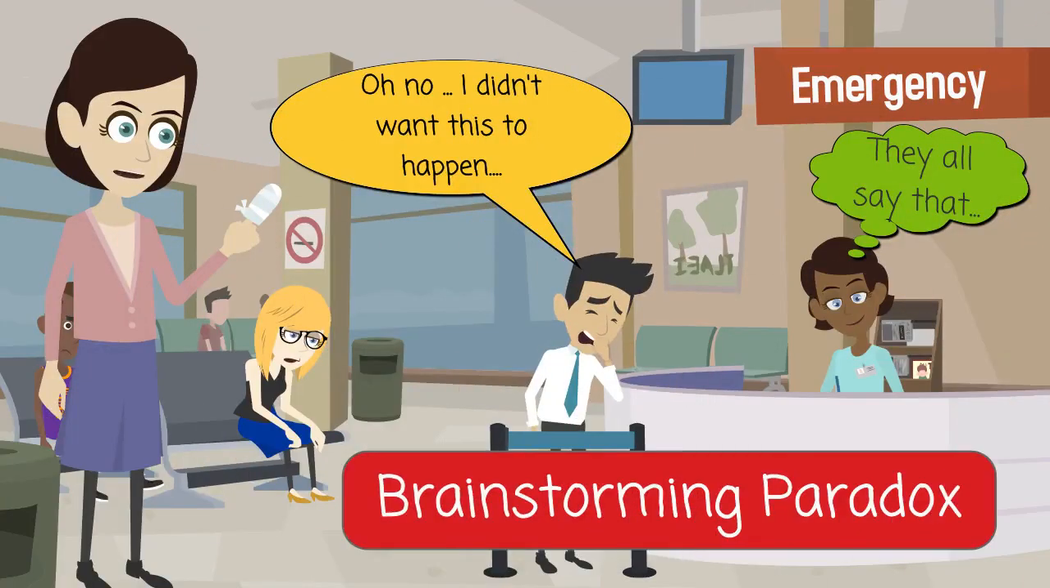The brainstorming paradox. The brainstorming paradox is an alternative interpretation from the traditional brainstorming technique, which we just discussed. The difference with this technique is that the groups are asked to come up with ideas of things that should not happen. After these ideas have been collected, the groups then work on measures to prevent this from happening.